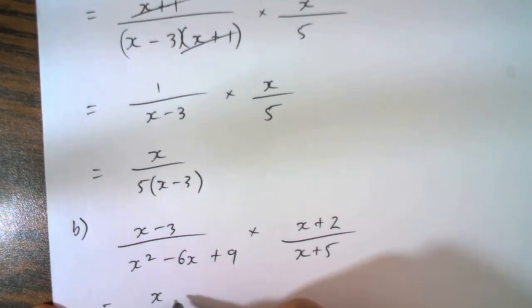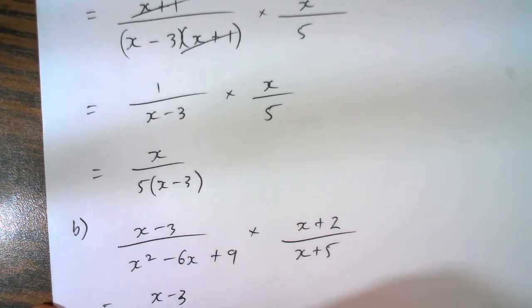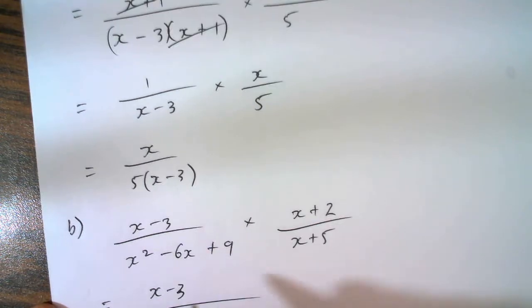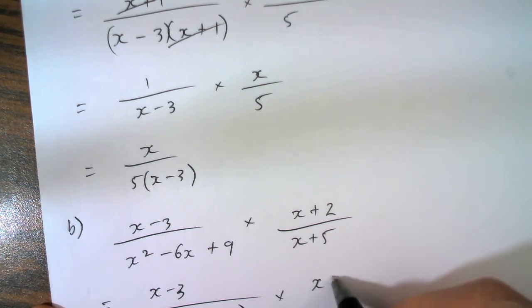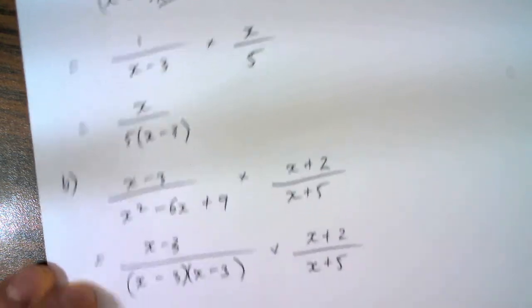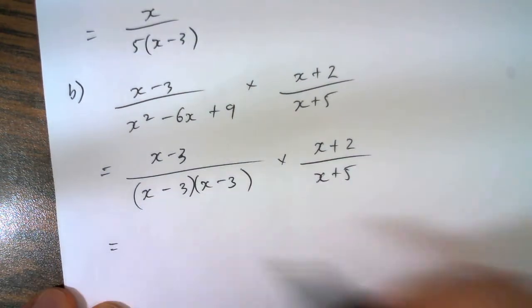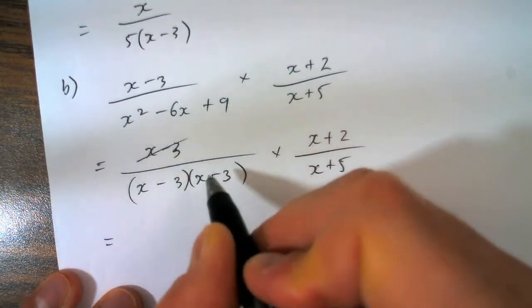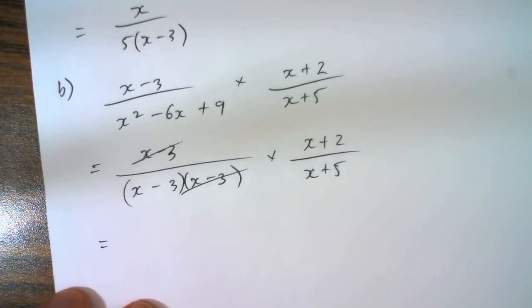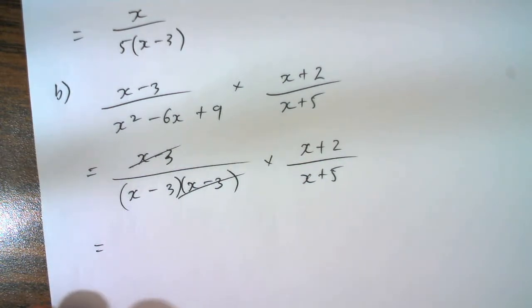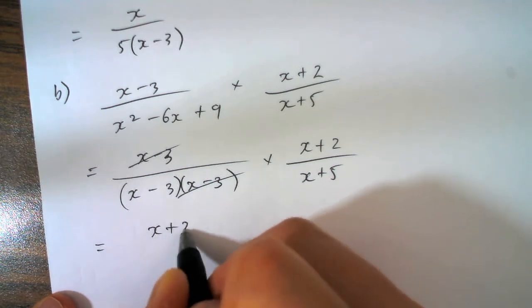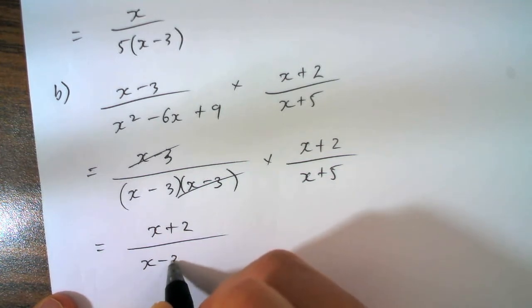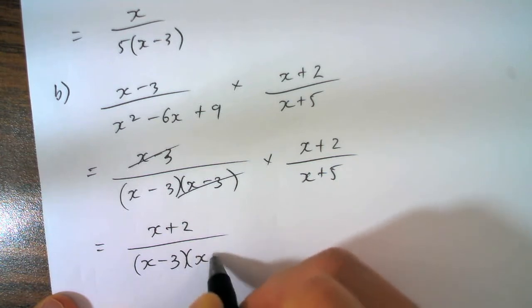Okay, we're going to do the same first step, and that is to factor any trinomials that we have. And so we see that we can factor out these factors. We can divide these factors out, and we're left with x plus 2 over x minus 3 times x plus 5.